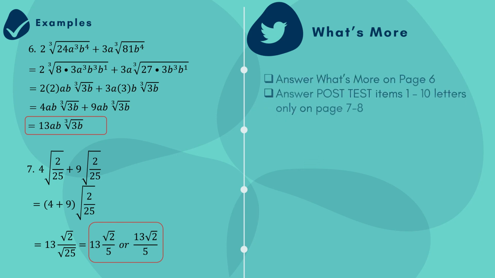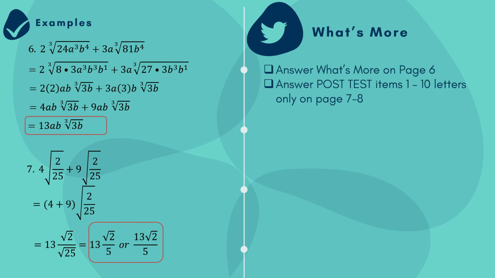So, what's more? We will answer what's more on page 6 activity. Then after that, you will answer post-test items 1 to 10, letters only, on pages 7 and 8. Okay, I guess we only have one lesson for this module 6.